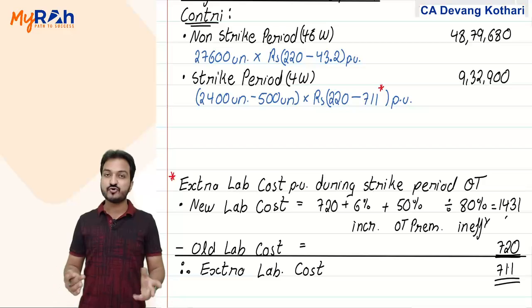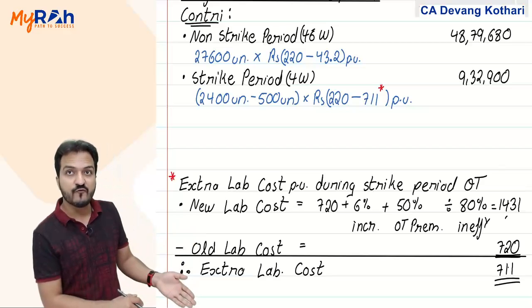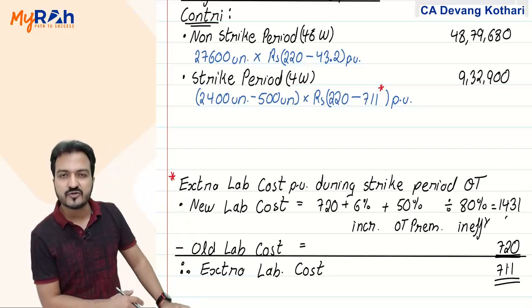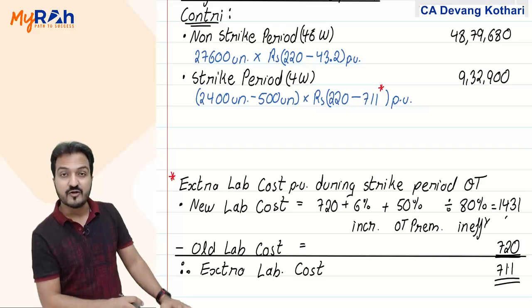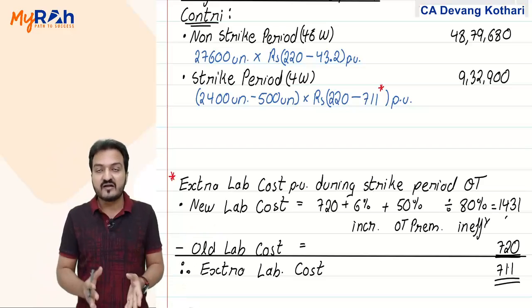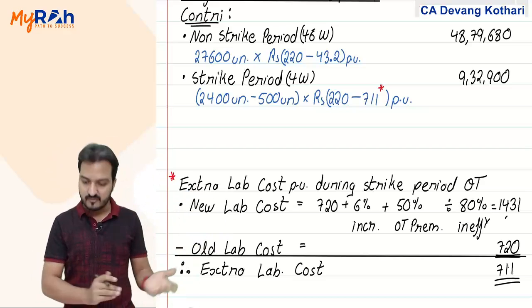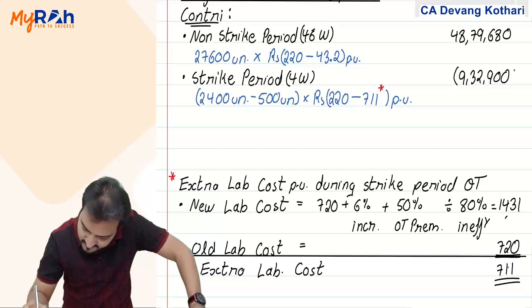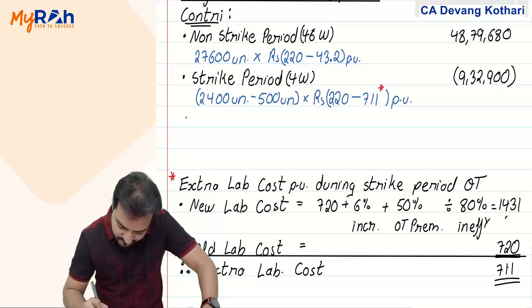I might as well not have forced my workers to do overtime. Because of overtime, I am losing 9,32,900 rupees. Negative contribution I am getting. If I did not ask them to work overtime, might as well let that contribution be lost. At least I won't get negative contribution. But this is what the company has done. So we work out that 9,32,900 negative contribution.